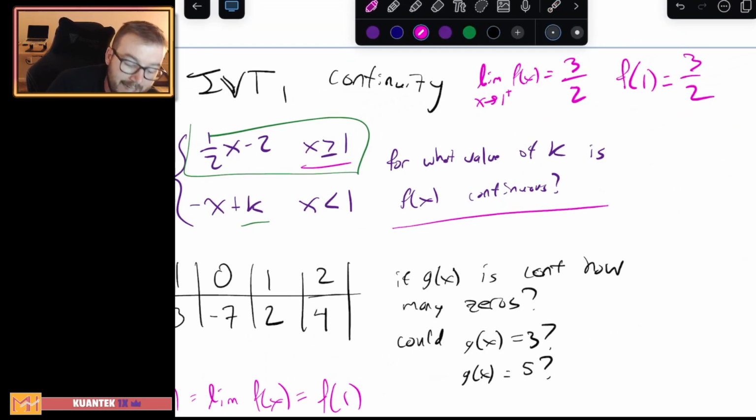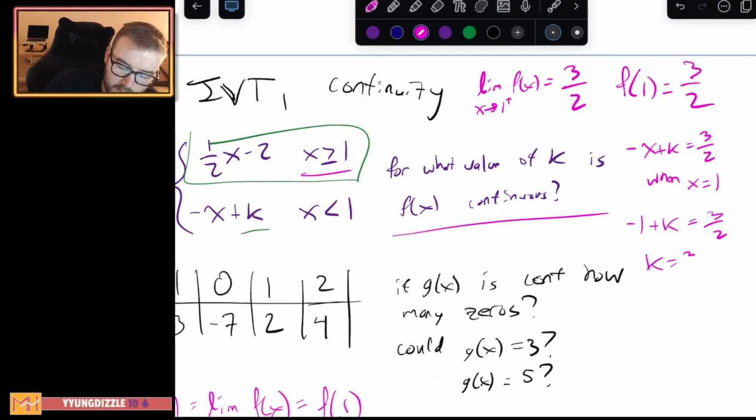So we need that other piece to be equal to 3/2. When? When x is equal to 1. So negative x plus k needs to equal 3/2 when x is equal to 1. So in other words, negative 1 plus k needs to equal 3/2. So k equals 3/2 plus 1. Get a common denominator, and k equals 5/2.